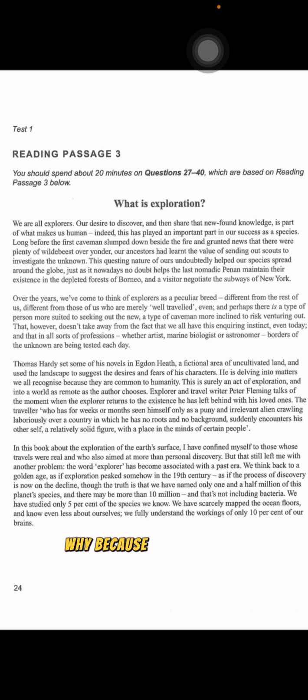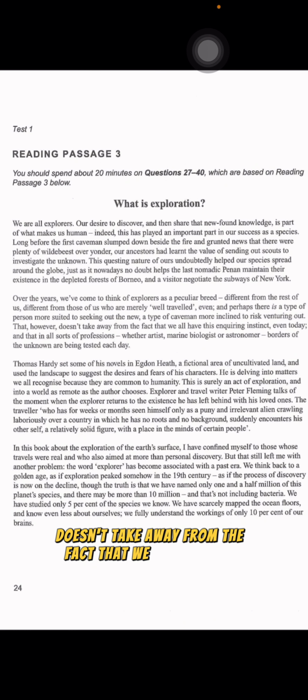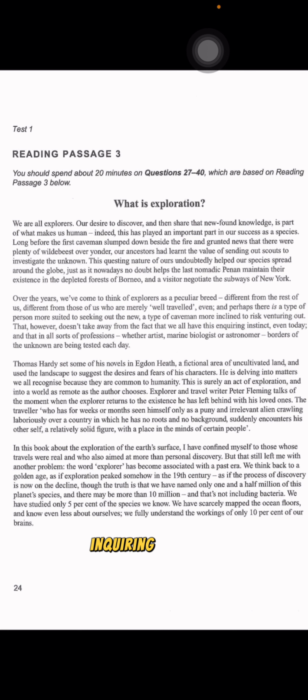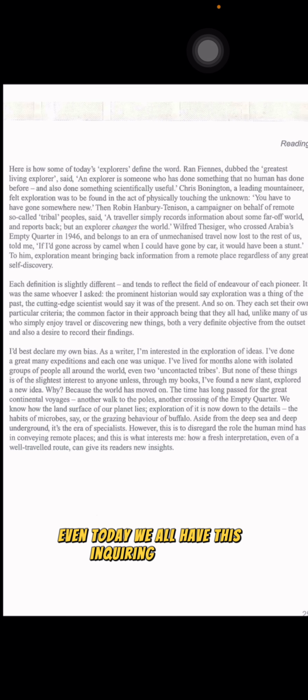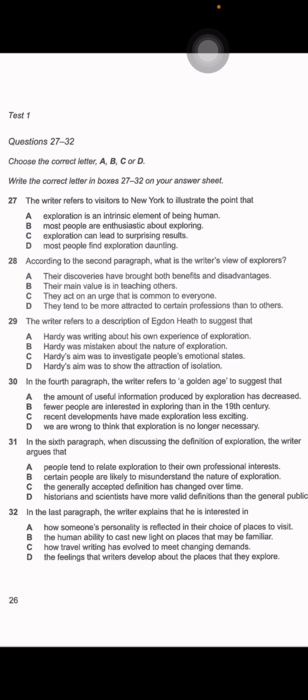Why? Because let's look at the third last line. That, however, doesn't take away from the fact that we all have this inquiring instinct. Even today, we all have this inquiring instinct, which means they act on an urge that is common to everyone. So the answer to 28 is C.